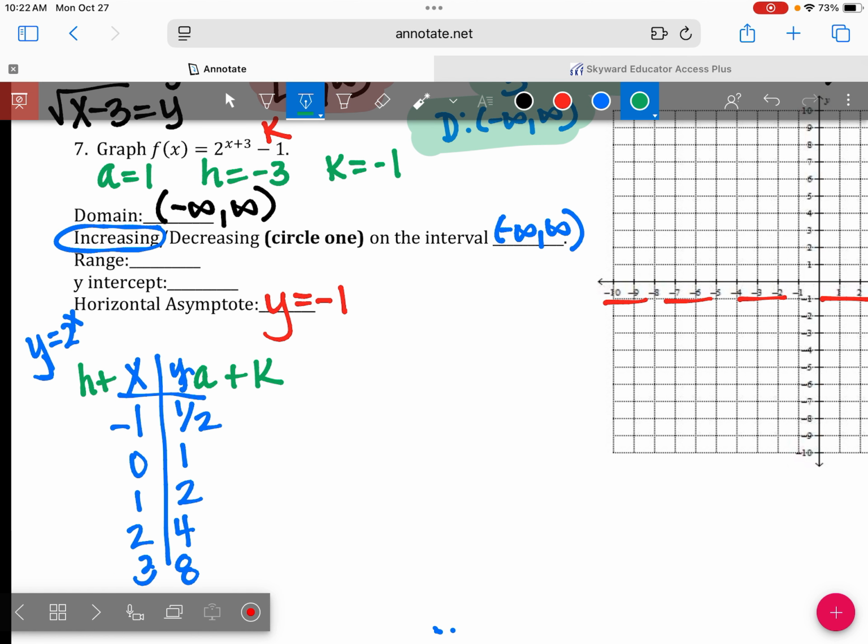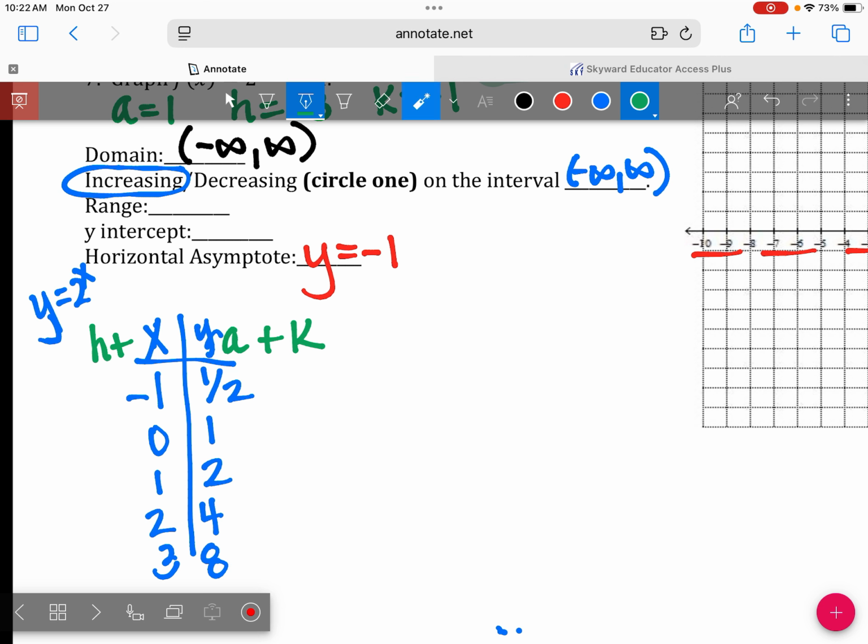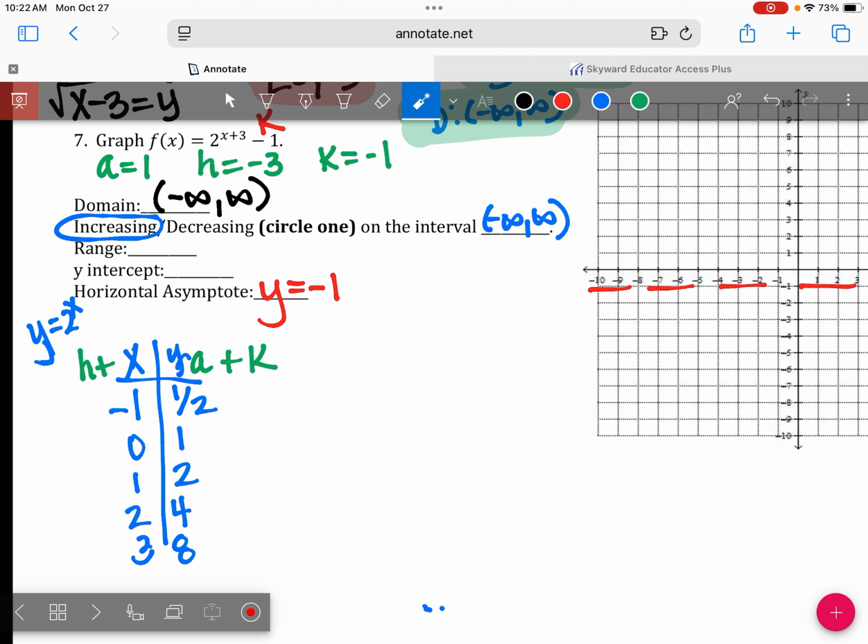So what I'm going to do with all of these numbers, I'm going to add h, which is -3. So I want you to add -3 going all the way down. And then you're going to take your y values. You're multiplying them by 1, which does not change it, so I'm not going to write that. And we're also going to add k. So I'm adding -1, which is also the same as just subtracting 1.